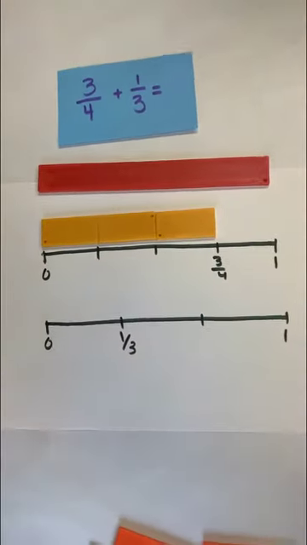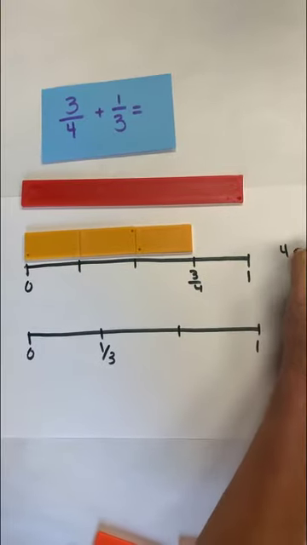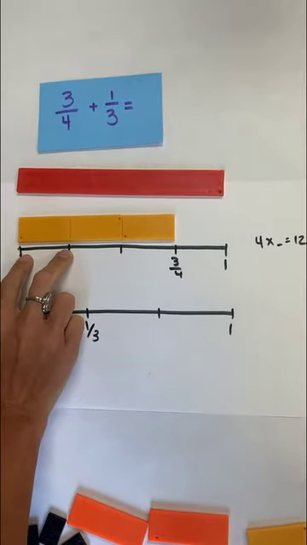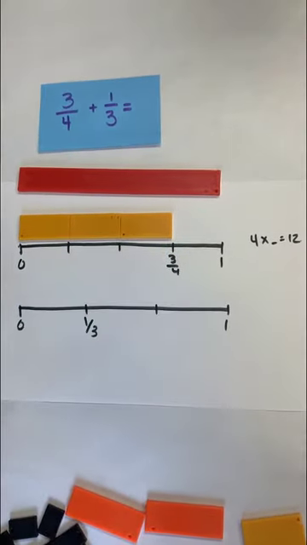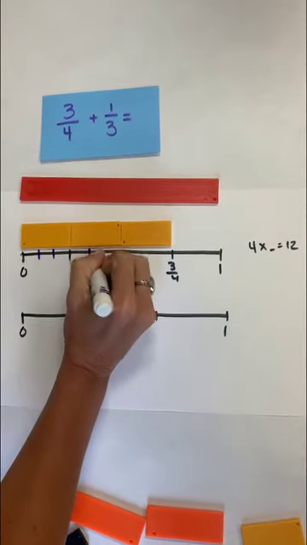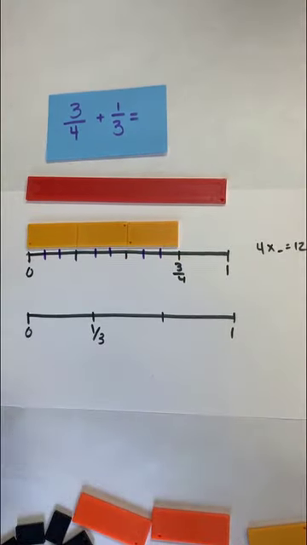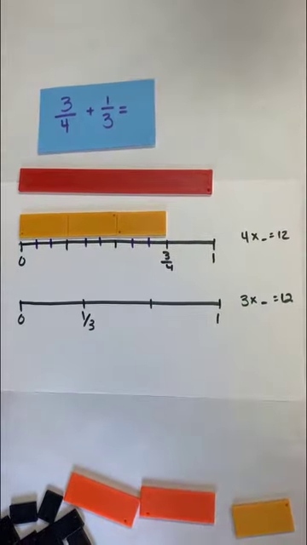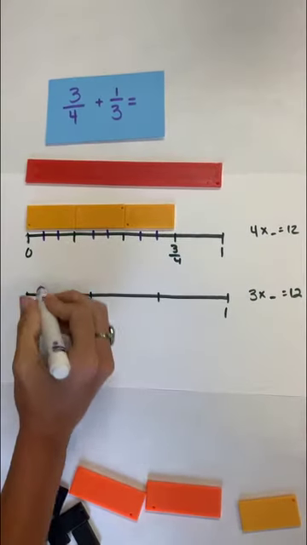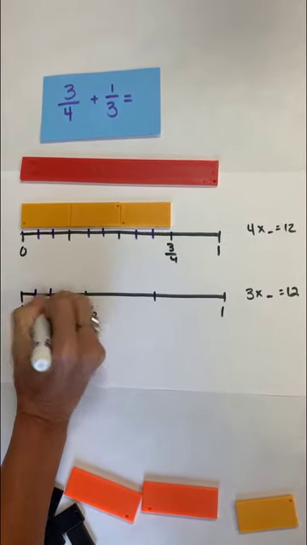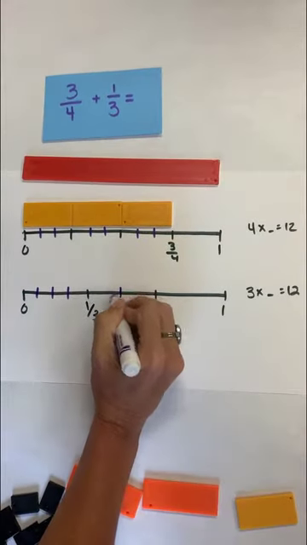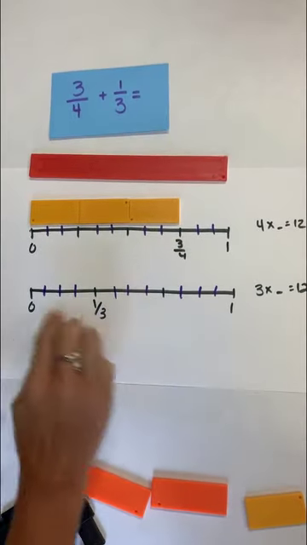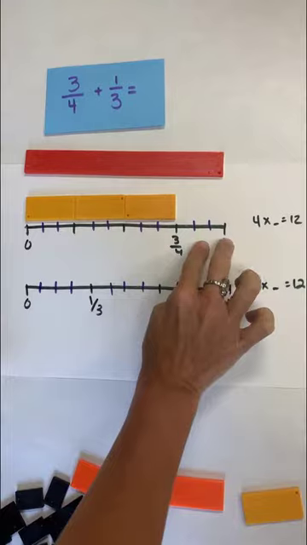So what I want to do is think about what times 4 would give me 12, and that would be 3. So I want to go through and break each of these fourths into 3 parts. And then I want to think about 3 times what would give me 12, and that would be 4. And so I want to break each of the thirds into 4 parts. Okay, so then I can see that now both of these are broken into 12ths. 4, 8, 12, 3, 6, 9, 12.